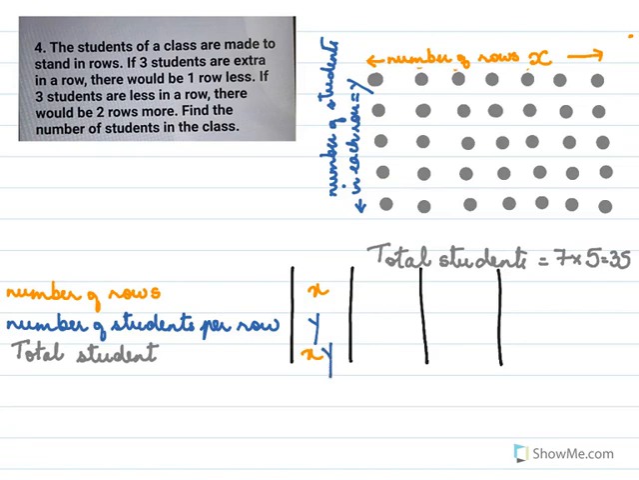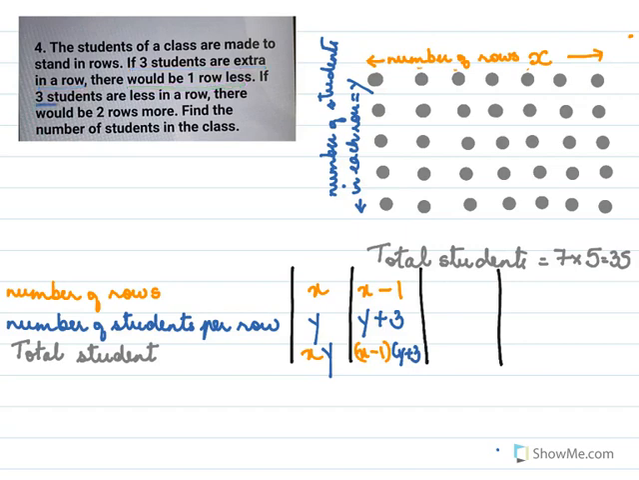Now the first case says, if 3 students are extra in a row, the number of students in a row is y plus 3. There would be 1 row less, so it would be x minus 1. So total students will be number of rows into number of students per row. Number of rows is x minus 1, and number of students per row is y plus 3.